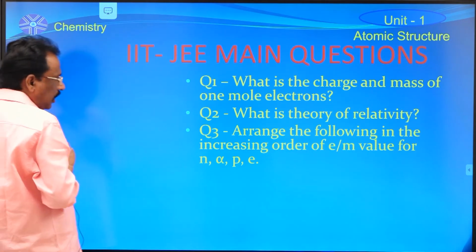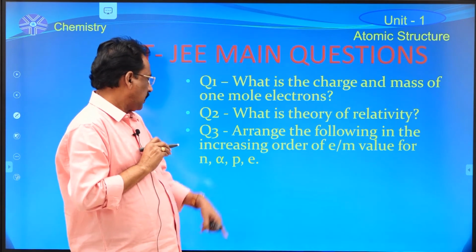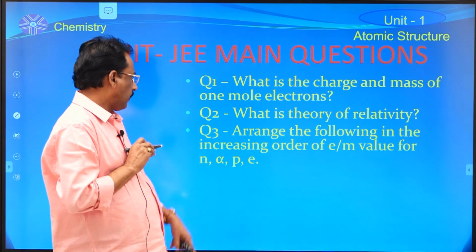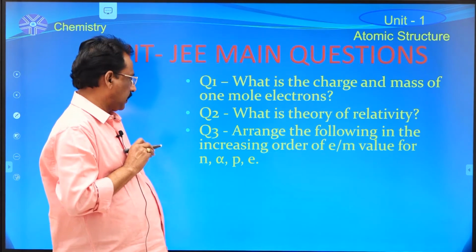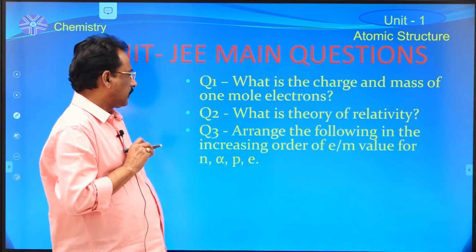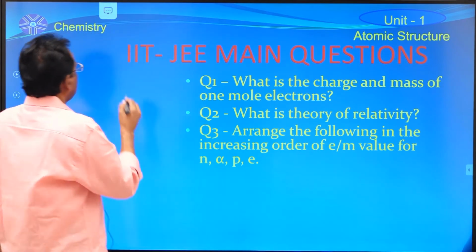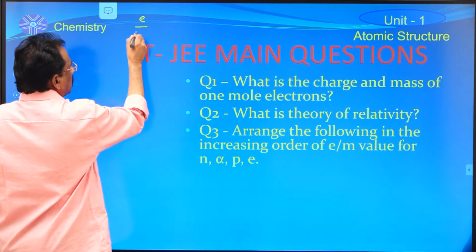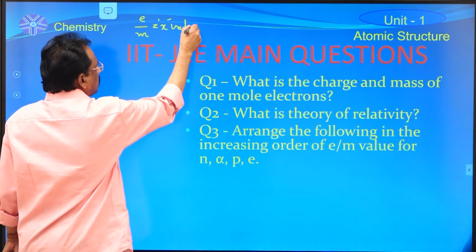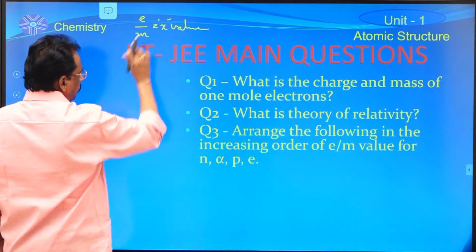Now, the third question is, arrange the particles like neutron, alpha particle, nothing but helium particle, proton and the electron in the increasing order of their e/m value. So, this is the formula to calculate the specific charge of the electron. e/m is equal to some value. So, in this formula, e value and m are inversely proportional to each other.